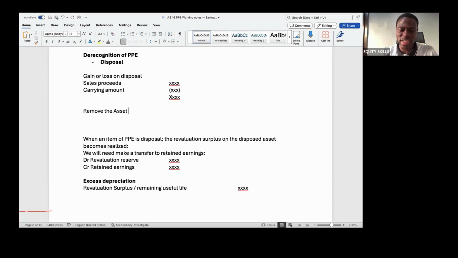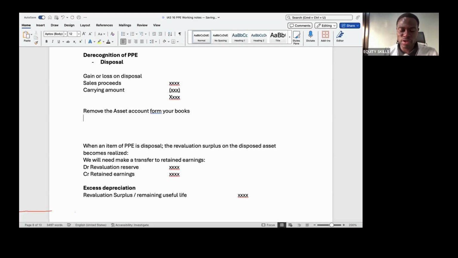You need to derecognize the asset account from your books. I told you that asset account is always at cost. So you need to remove it. And for you to do that, because asset account will have been debited, to remove it, what do you do? You credit the assets account.